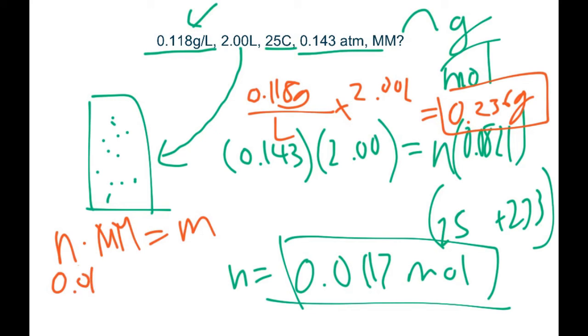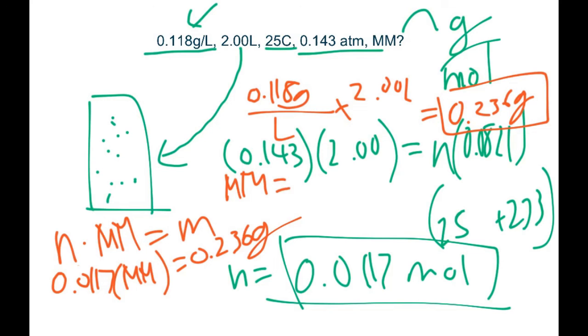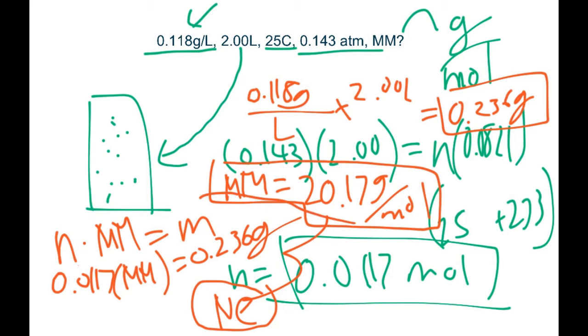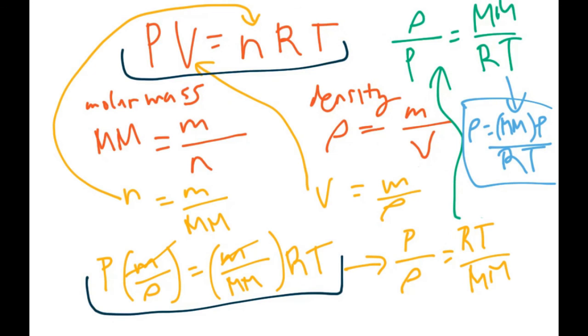Now that we know that, we can put up an equation. 0.0117 moles times the molar mass is equal to 0.236 grams. Solving this, you get that the molar mass is equal to 20.17 grams per mole. This most closely resembles the molar mass for neon. So the gas inside this container is neon, and we figured that out by using a periodic table and its molar mass.